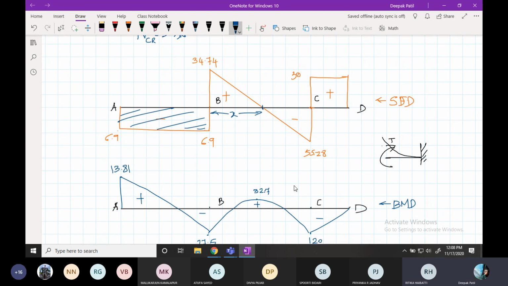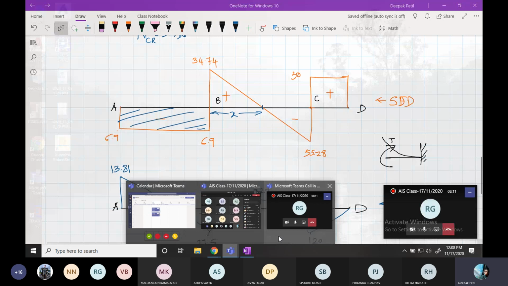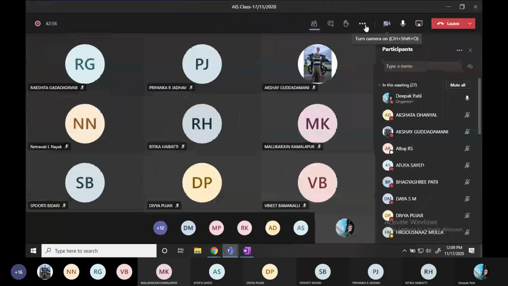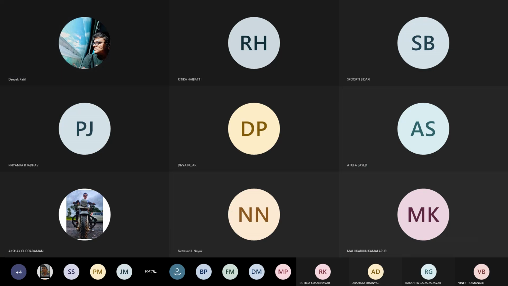Is this clear? Yeah. I will make some videos on the frames also. Meanwhile, we will also do some numerical examples in the online classes. Right? So I will stop now. Are you facing any difficulty? Do you want to express anything?